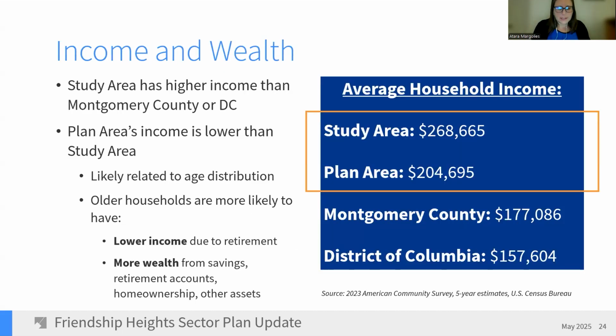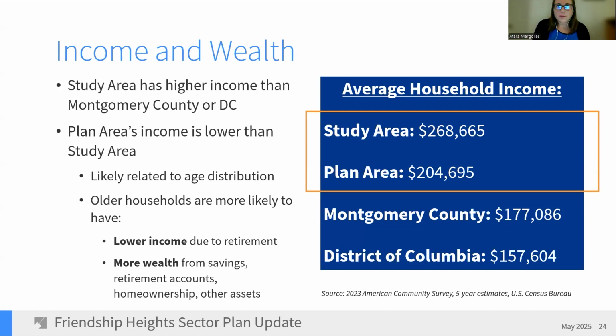The study area is a high-income area with an average household income of about $268,000. The plan area's average income is about $205,000, certainly still higher than Montgomery County or DC, which you can see here in the box on the right, but lower than that of the study area. Now, the difference may also be related to the age structure, since 36% of the plan area population is 65 and over, compared to the study area, which was 25%.